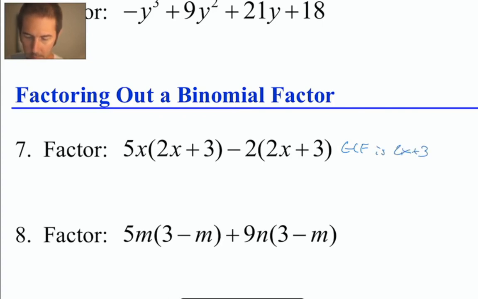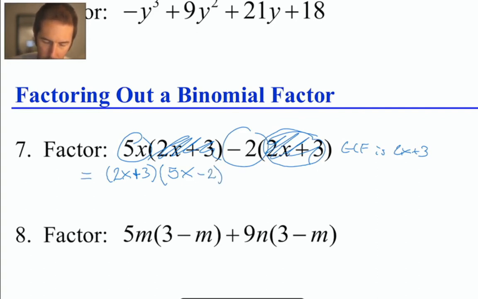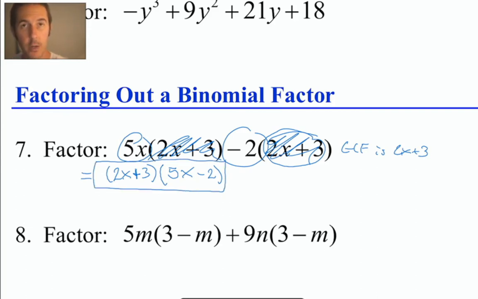2x plus 3. And when I reverse distribute that out of this expression, let's write down the GCF first, 2x plus 3. And then after that, in parentheses, let's write down the leftovers. After this 2x plus 3 is gone, what's left? A 5x. And after this 2x plus 3 is gone, what do we have left? Just the -2. And this is as far as you can go. There are no other common factors.